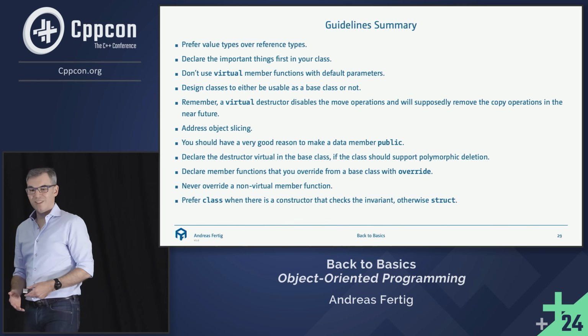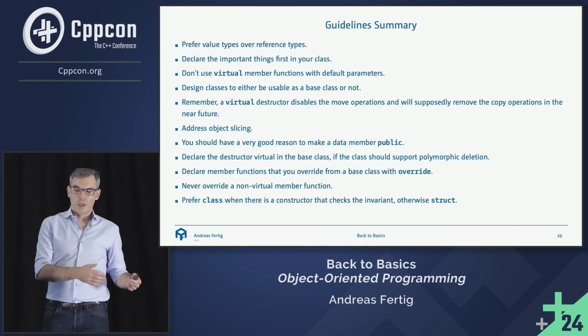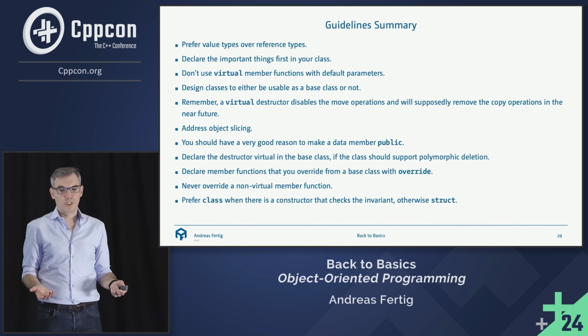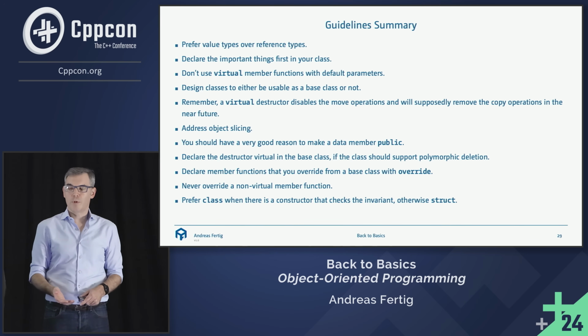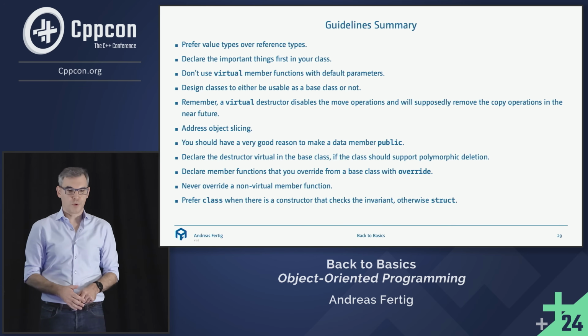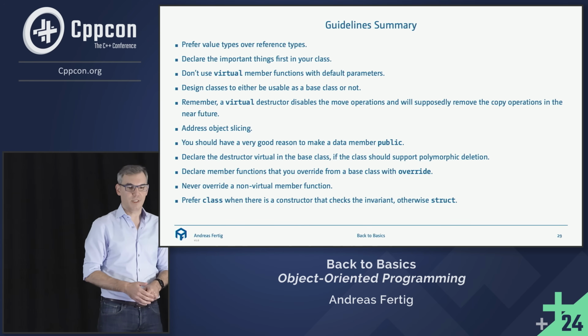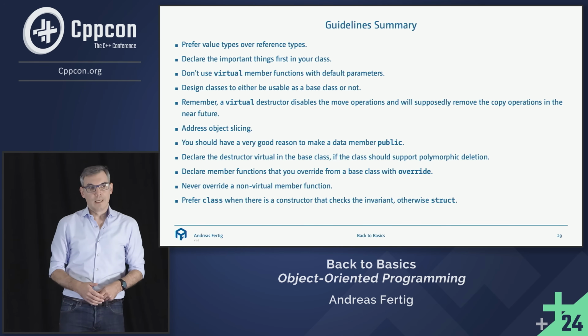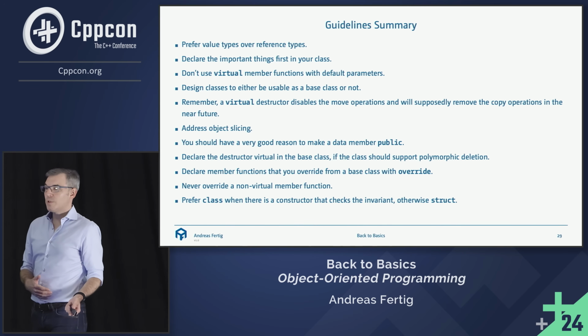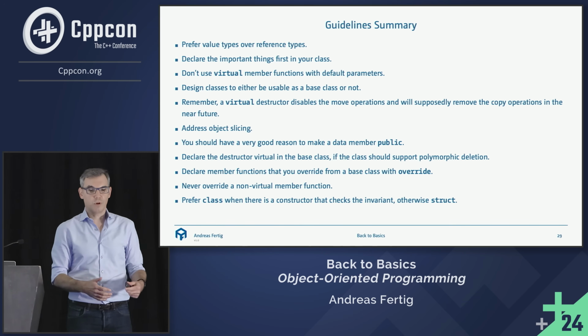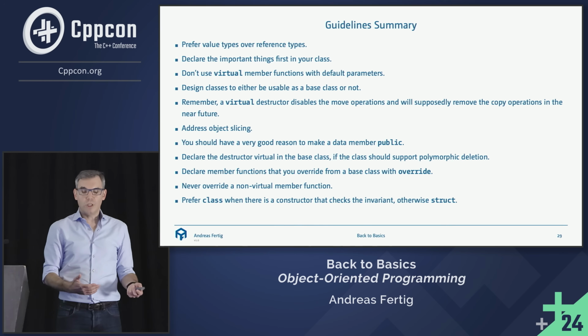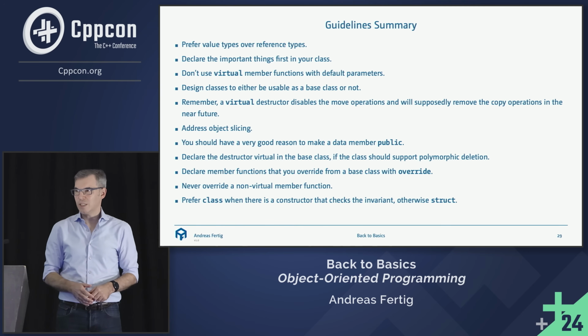Remember, a virtual destructor disables the move operations, so this is something you should consider, and it will supposedly remove the copy operations in the future as well. There were also the first compilers asking to enforce this behavior, and they are warning since C++17, or since 2017, I think, about that. Remember the last part we talked about: address object slicing. This is one of the harder tasks to not forget. And if you're really doing that, you should have a very good reason to make a data member public in a class, because it's usually about encapsulation. So if you make that accessible by everybody, have a good reason for that.